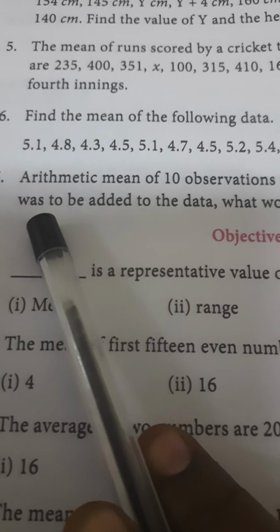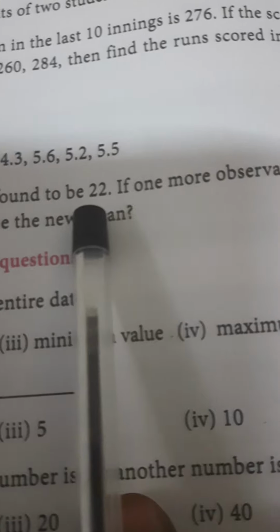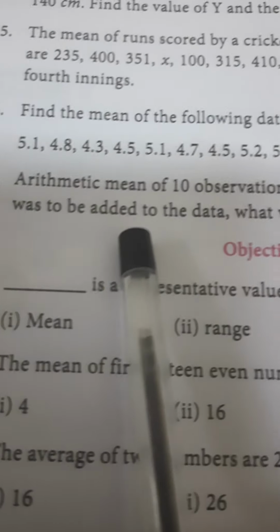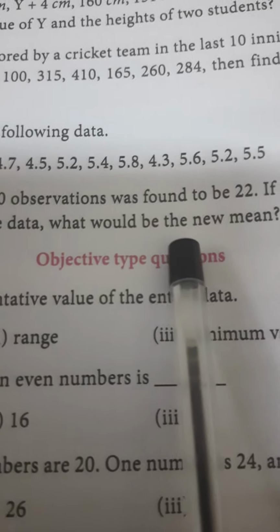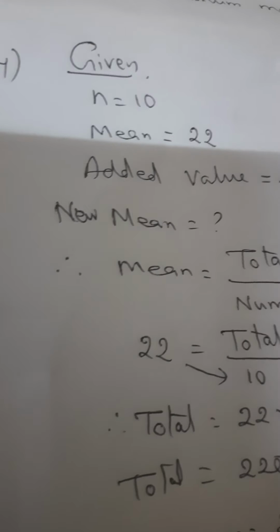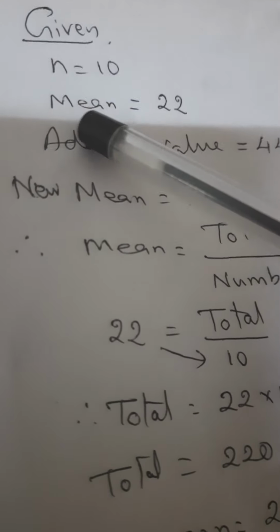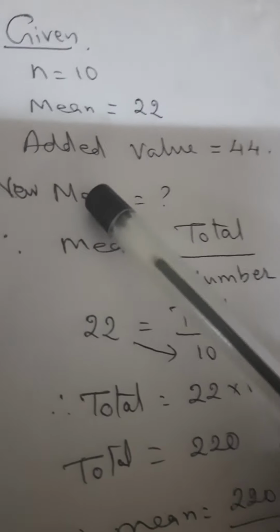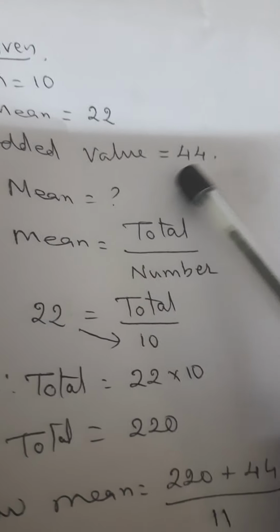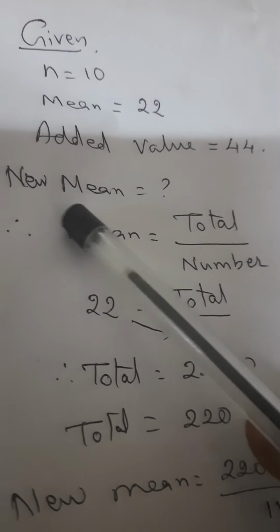Seventh sum: the arithmetic mean of 10 observations was found to be 22. If one more observation, 44, was to be added to the data, what will be the new mean? Here, given the total number is n, therefore n is equal to 10 and the mean value is 22. We add the new observation, which is equal to 44. We want to find the new mean.